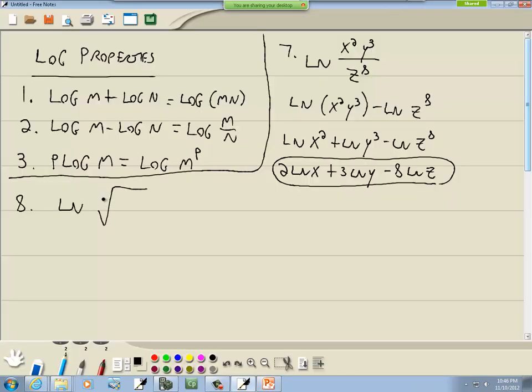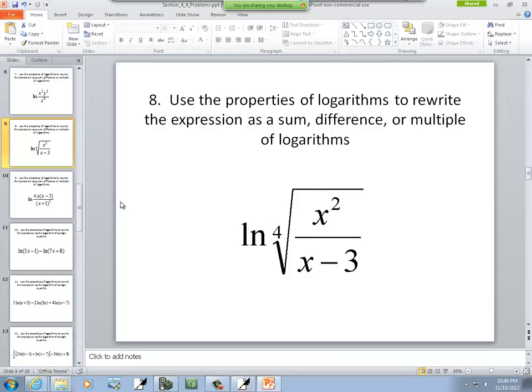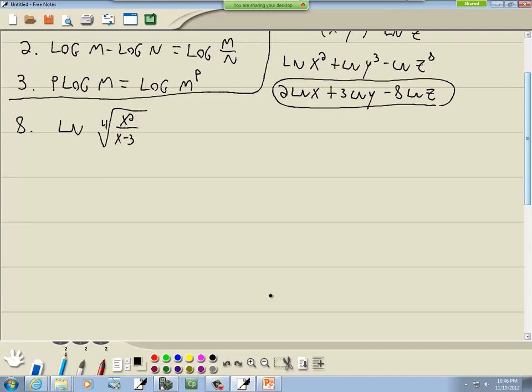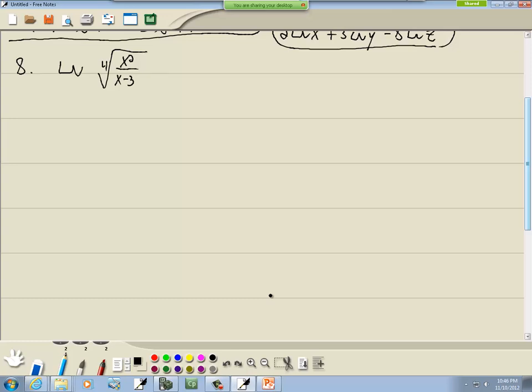This one, we've got the fourth root of x squared over x minus 3. Well, we don't like radicals when working with logs, so let's get rid of that radical. We're going to rewrite this as x squared over x minus 3, all of it to the 1/4 power. Remember, whatever number is in this little slot right here, that's called your index, that goes in your denominator, and then you put 1 up on top.